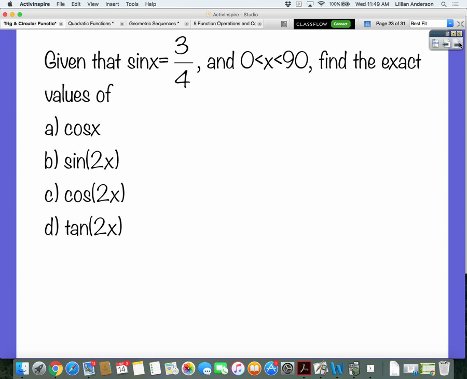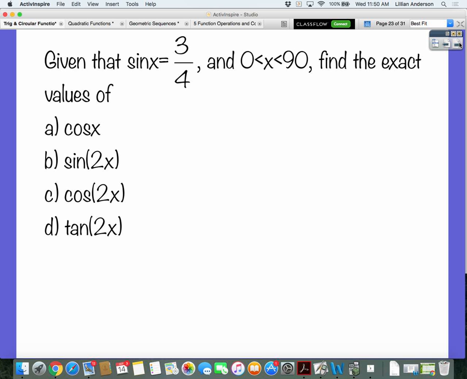Okay, so given that sine x equals 3 over 4, and x is in between 0 and 90, we are going to find the values of cosine x, sine 2x, cosine 2x, and tangent 2x. We're going to find the exact value, so there's no calculator here. So, given that we have this, we can use our identities clearly to help us do sine 2x, cosine 2x, and tangent 2x. How do we find cosine x?